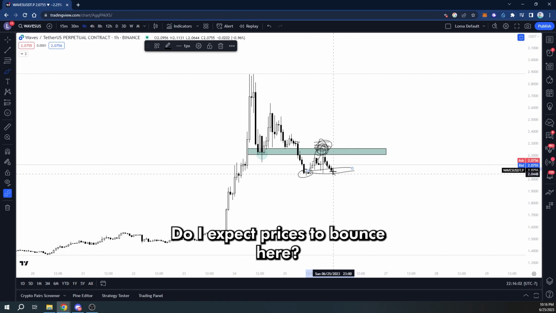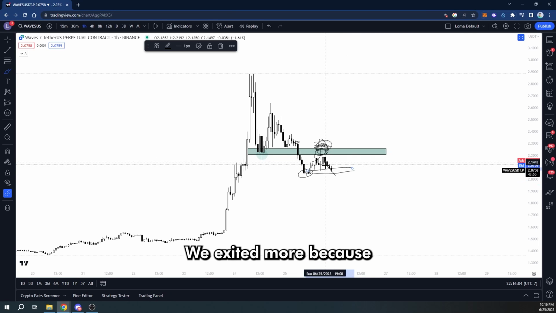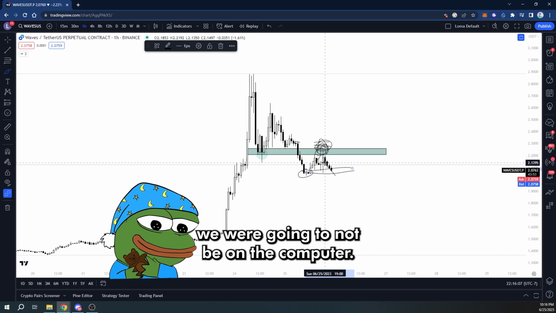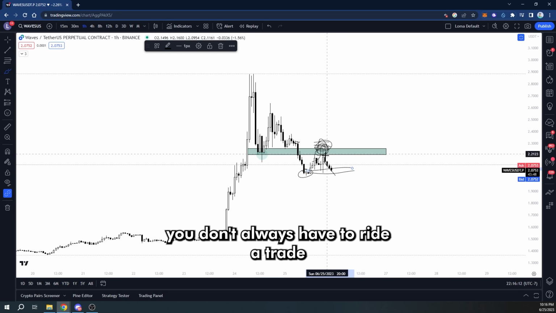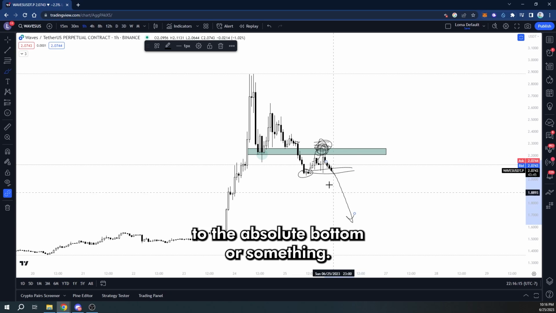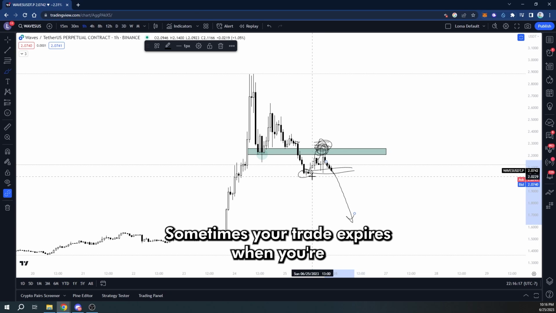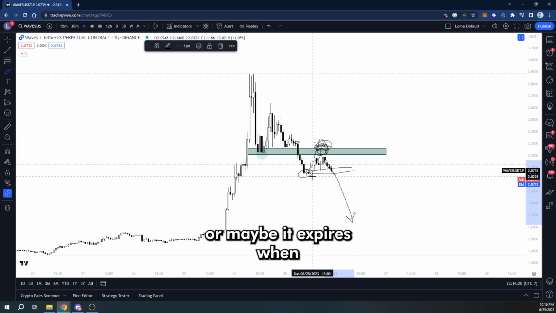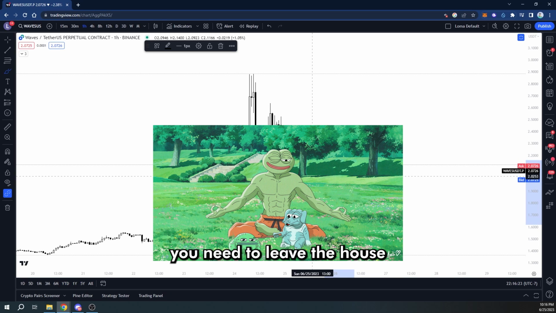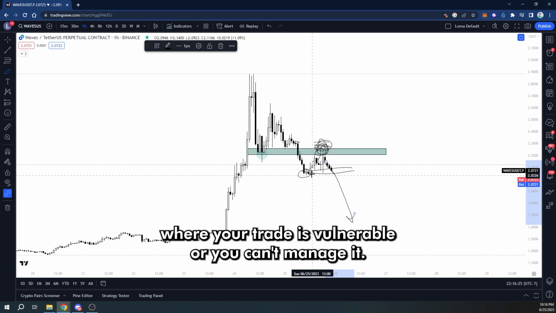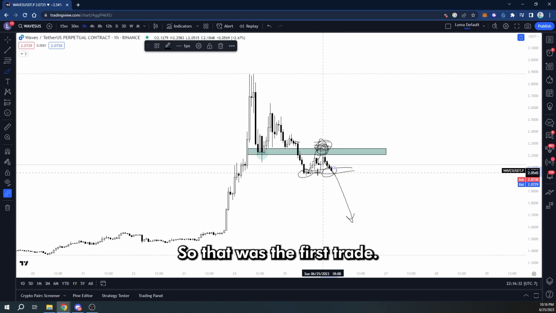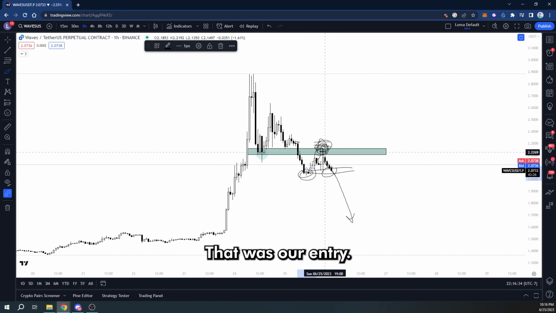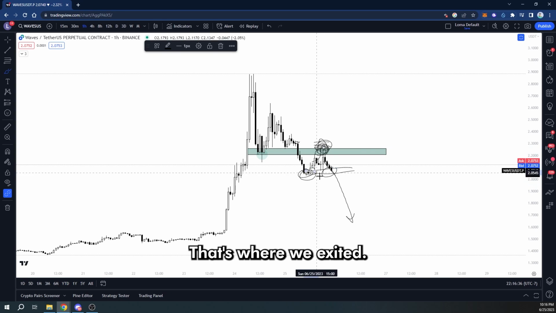Do I expect prices to bounce here? Not really. We exited more because we were gonna not be on the computer. So again, you don't always have to ride a trade to the absolute bottom or something. Sometimes your trade expires when you're going to sleep, or maybe it expires when you need to leave the house or do something where your trade is vulnerable or you can't manage it, right? And that's also part of risk management. So that was the first trade. Hopefully that kind of makes sense. That was our entry. That's why we exited.